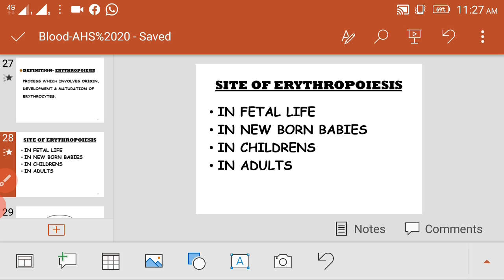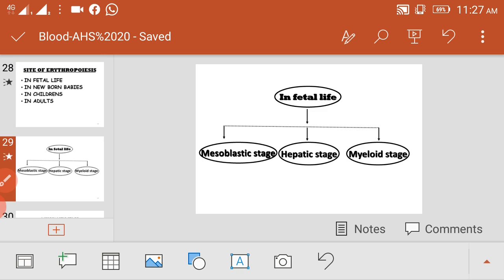So next comes the site of erythropoiesis, where it is taking place in the fetal life. The origin is different in different stages of life. That means it is different in fetal life, in newborn babies, in children, and in adults. So in the fetal life, it will form in 3 stages: the mesoblastic stage, hepatic stage and myeloid stage.